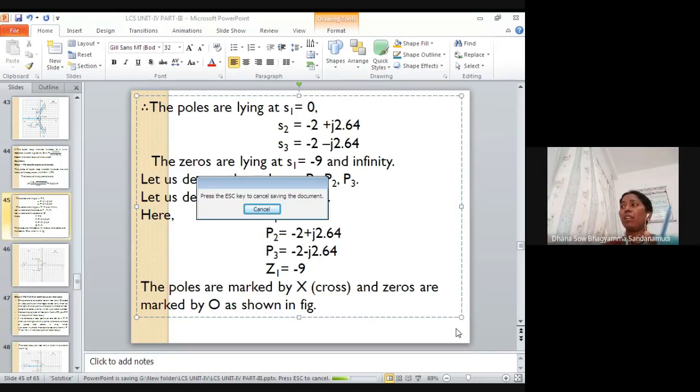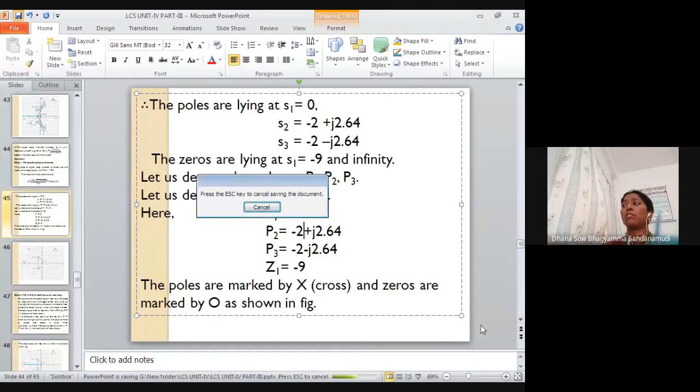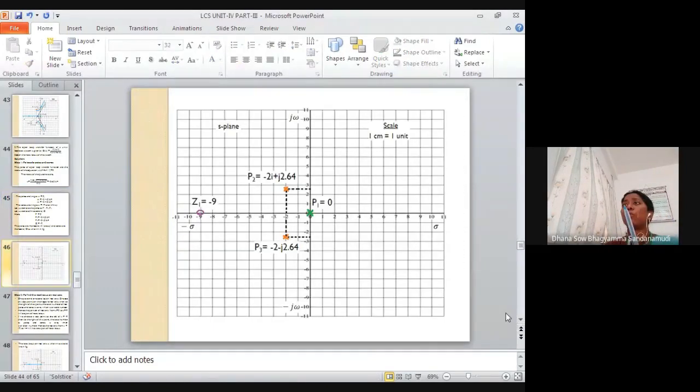Scale is 1 centimeter equal to 1 unit. I have already told you. Locate the poles and zeros on the graph. See exactly what I am showing. It should be in your notes. So you do it. If possible, you solve the problem.